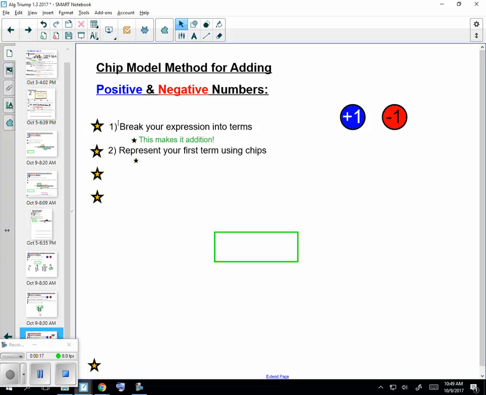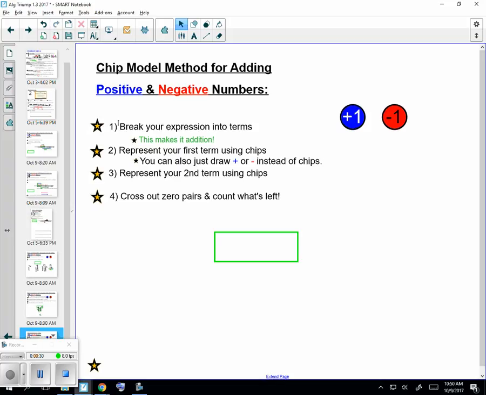You're going to represent your first term using chips. You can also just draw plus or minus, depending on if it's positive or negative. Then you're going to represent your second term using chips. Finally, you're going to cross out your zero pairs and count what's left.